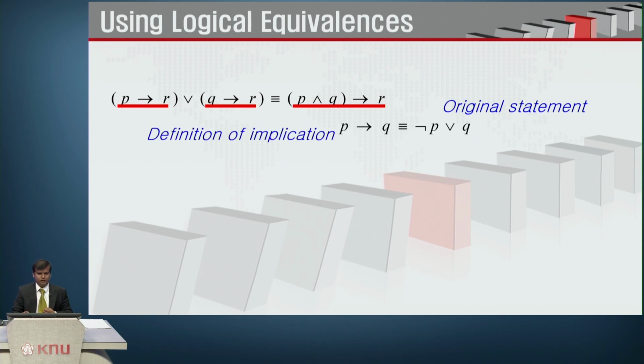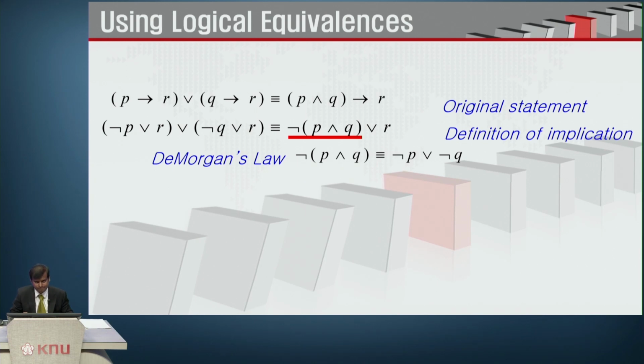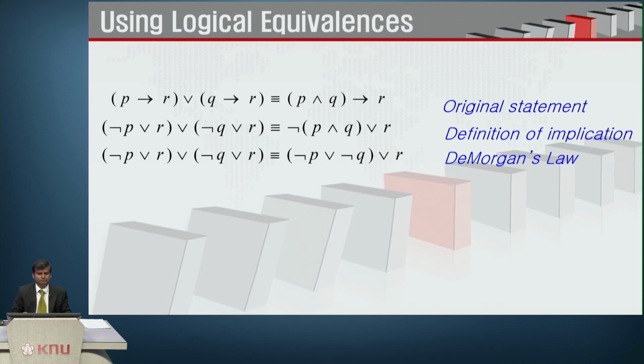Okay, initially we are going to use this implication definition, where P implies Q is similar to negation of P or Q. So that one you could use here. On all three terms we are using the definition of implication. Then here again, negation of P and Q is similar to negation of P or negation of Q. We can use DeMorgan's law. So you are using DeMorgan's law.